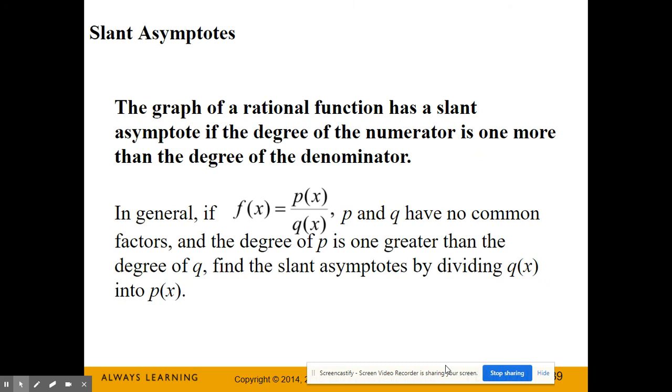Slant asymptotes. All right, so the graph of a rational function has a slant asymptote if the degree of the numerator is 1 more than the degree of the denominator, specifically. So in general, if f of x is equal to p of x over q of x, p and q have no common factors, and the degree of p is 1 greater than the degree of q, you find the slant asymptote by dividing q of x into p of x. All right, let's take a look at what that is in action.